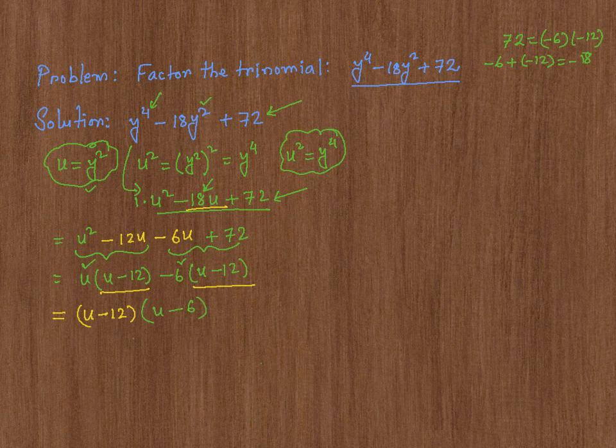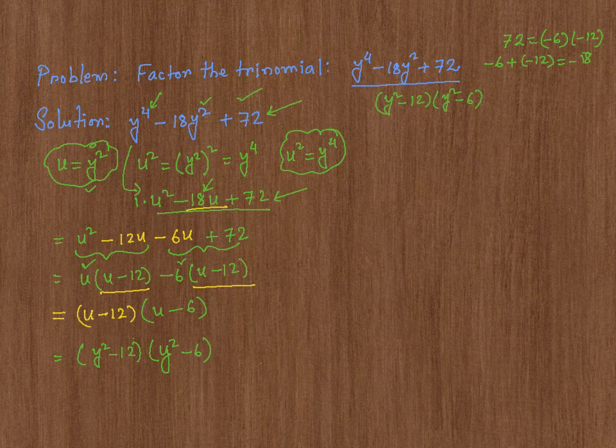However, there is a little thing here. There is no u in the problem. U is something I have introduced here. So I must put back what u is equal to. I know my u is y square, so it's going to be y square minus 12 times y square minus 6. So that's what the factorization is going to be. So this is going to be y square minus 12 times y square minus 6.